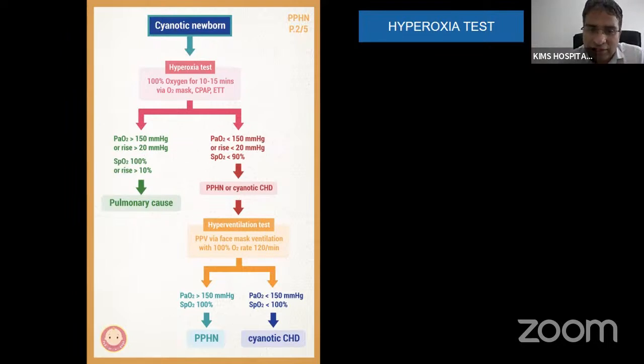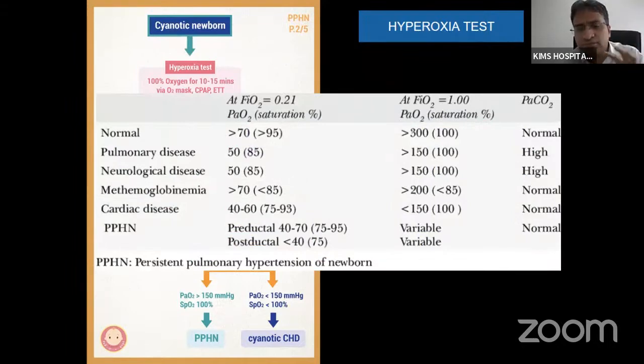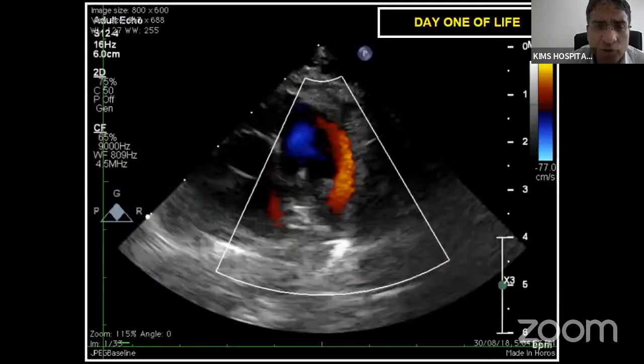But when PO2 is less than 150 or rise is less than 20%, saturation 90, it may be still PPHN or cyanotic CHD. Again, you do the hyperventilation with face mask ventilation in 100% with the high rate. So with PPHN, with the high rate like HFO, more than 100, 120 per minute, the PO2 will improve. So that is typical of PPHN, but the cardiac or cyanotic patient will not improve. So this is the interpretation of the hyperoxia test.